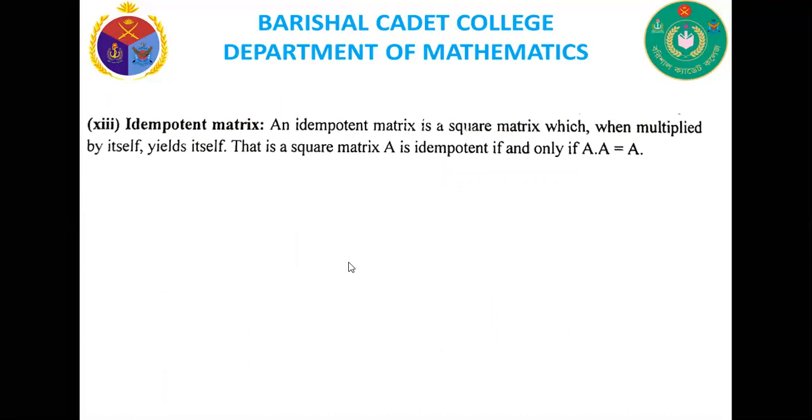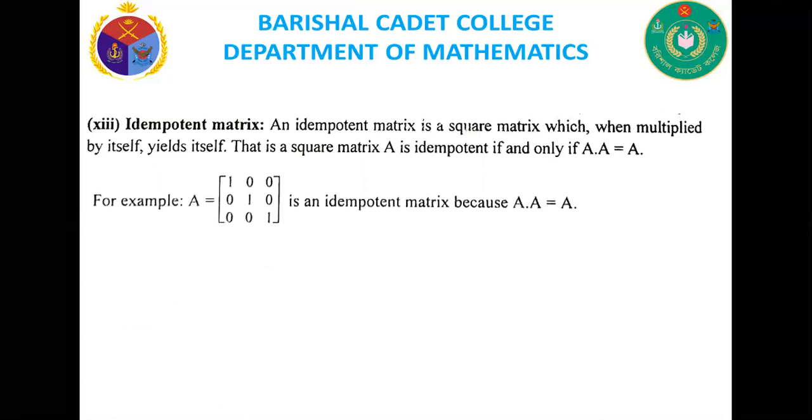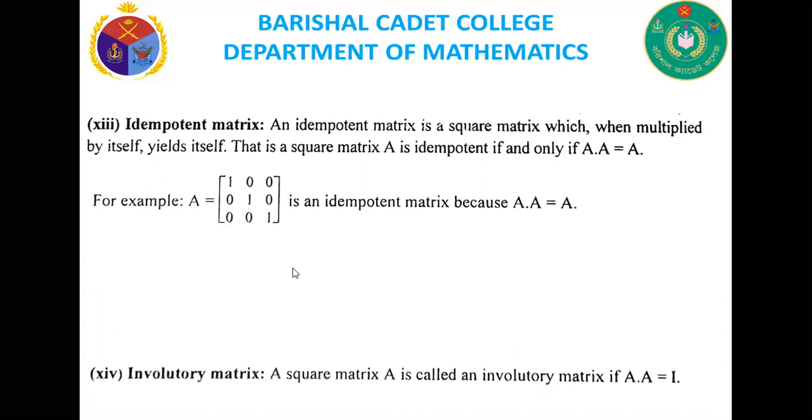Now, idempotent matrix. What is an idempotent matrix? An idempotent matrix is a square matrix which, when multiplied by itself, gives the same matrix. That is, a square matrix A is idempotent if and only if A times A equal to A. As for example, here you can see A equal to 1, 0, 0, 0, 1, 0, 0, 0, 1. Then it is an idempotent matrix because A into A equal to A again.